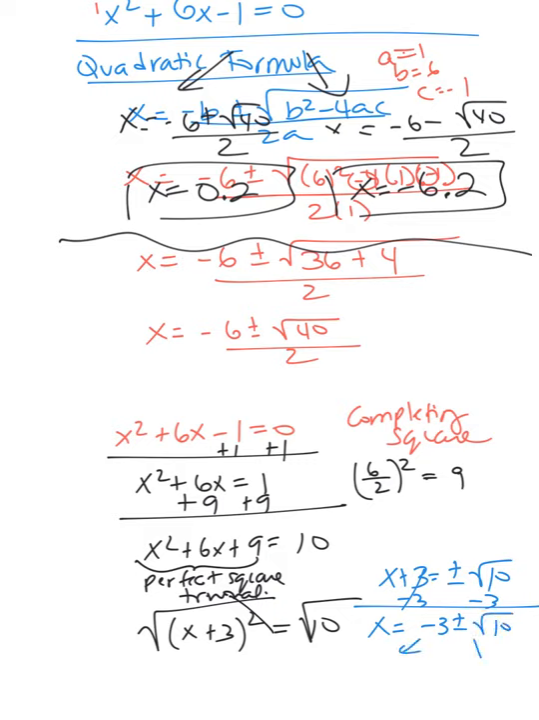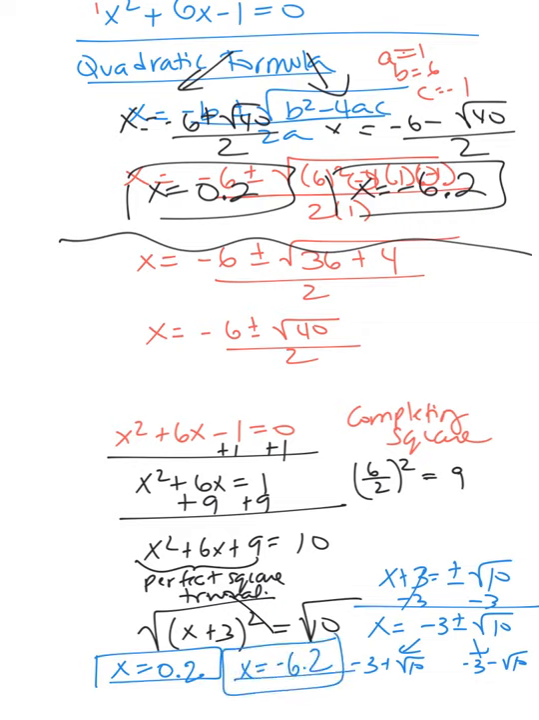So this breaks up into two problems: negative 3 plus the square root of 10, and negative 3 minus the square root of 10. When you do negative 3 plus the square root of 10 on your calculator, you get the same exact answer you got using the quadratic formula. You get 0.16, which rounds to 0.2. And when you do negative 3 minus the square root of 10, you get negative 6.16, which is negative 6.2, just like you got with the quadratic formula.